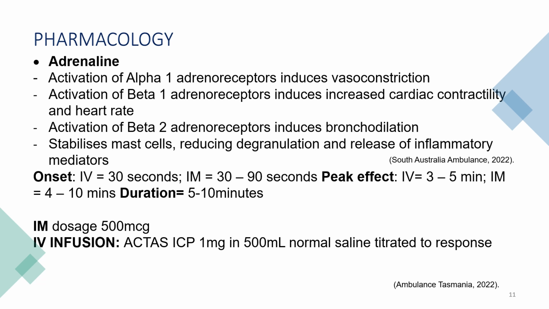Activation of beta-1 adrenoreceptors induces increased cardiac contractility and heart rate, which in turn increases cardiac output. Activation of beta-2 adrenoreceptors induces bronchodilation in order to reduce respiratory distress. In addition, it stabilizes mast cells, reducing degranulation and release of inflammatory mediators.